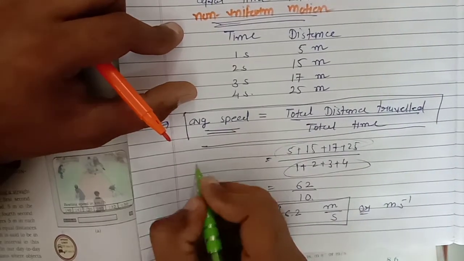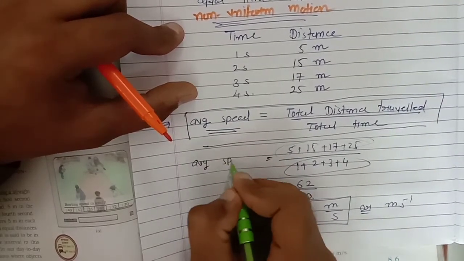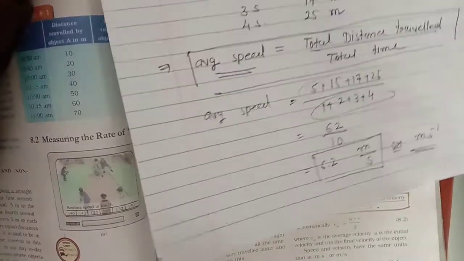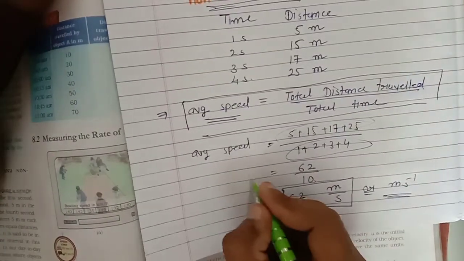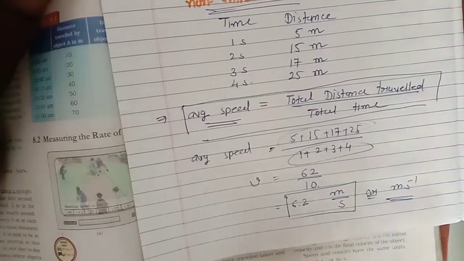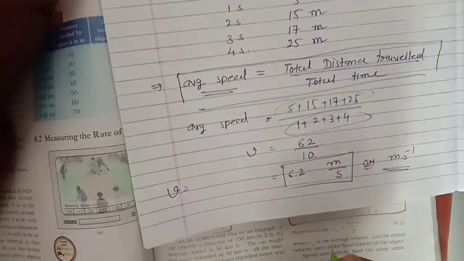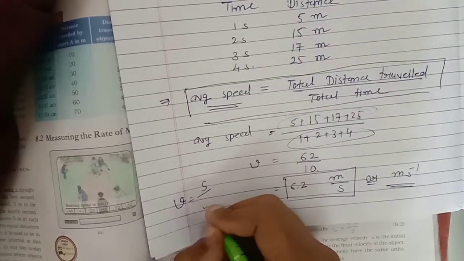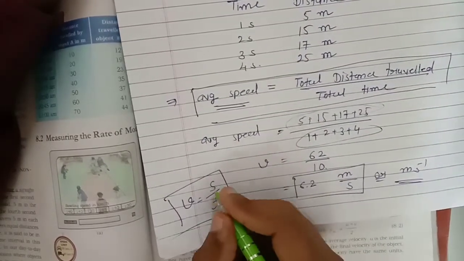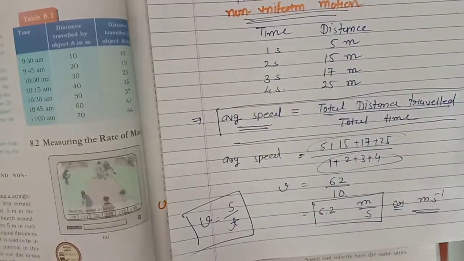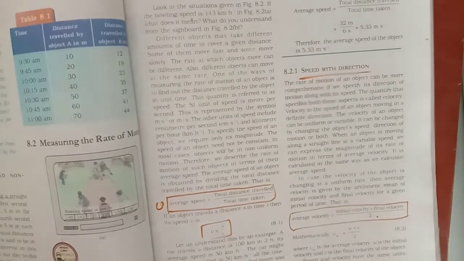This one is what? Average speed. Unit is what? Meter per second, and symbol for average speed is what? V. We can write v is equal to s upon t, where s means total distance traveled and t means what? Total time interval.